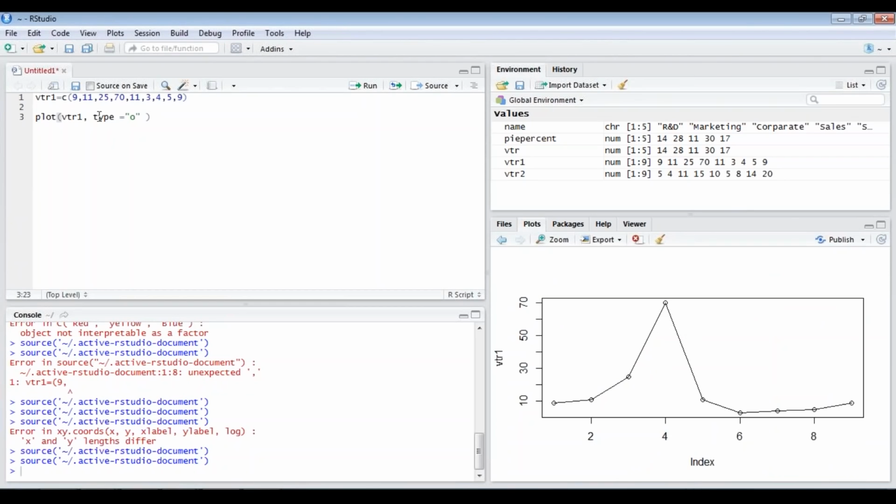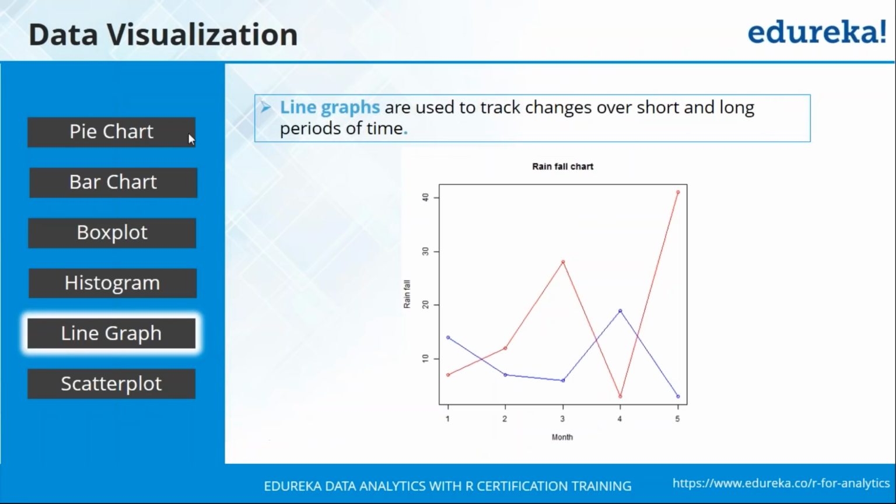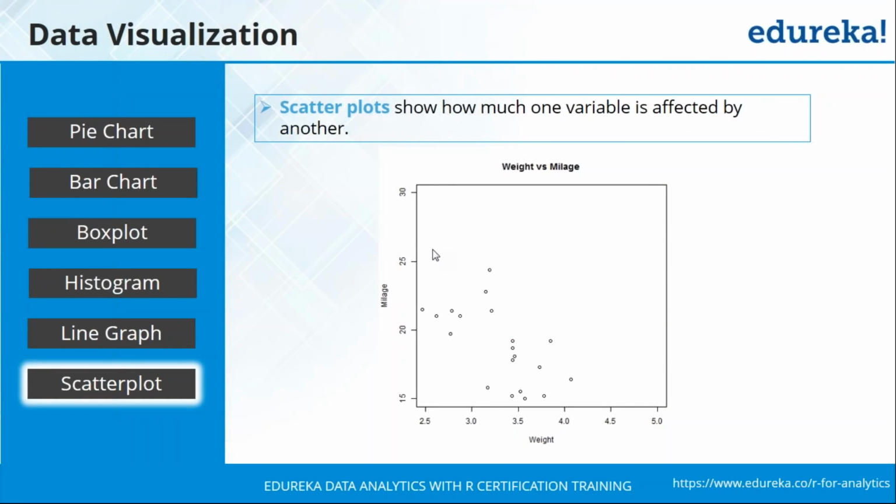So it's again quite simple, and the final kind of graph that we'll be discussing is scatter plots. Scatter plots actually tell us how one variable is basically affected by another variable. So this could be with respect to two different criteria itself. The change in value of one, how does it affect the change in value for the other? So this is something that can definitely be understood using a scatter plot.